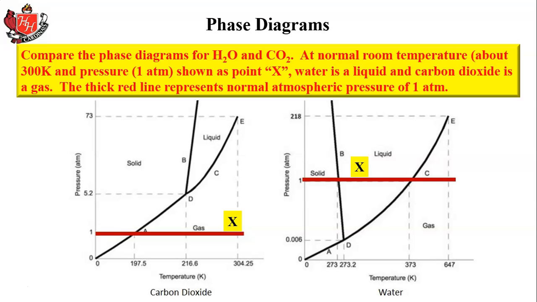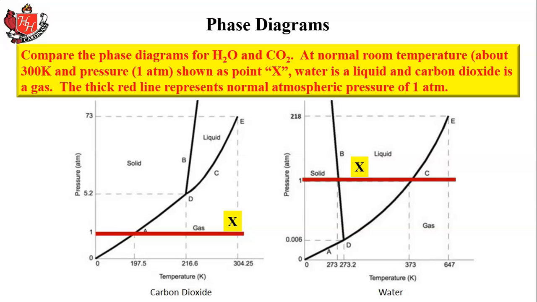Okay, so now we're going to compare two different phase diagrams for two common substances, H2O and CO2. At normal room temperature, which is about 300 degrees Kelvin, and 1 atmosphere of pressure, if we look at point X, water is a liquid. Water is the diagram on the right, and you can see at point X that the water is a liquid, at 1 atmosphere of pressure and 300 degrees.